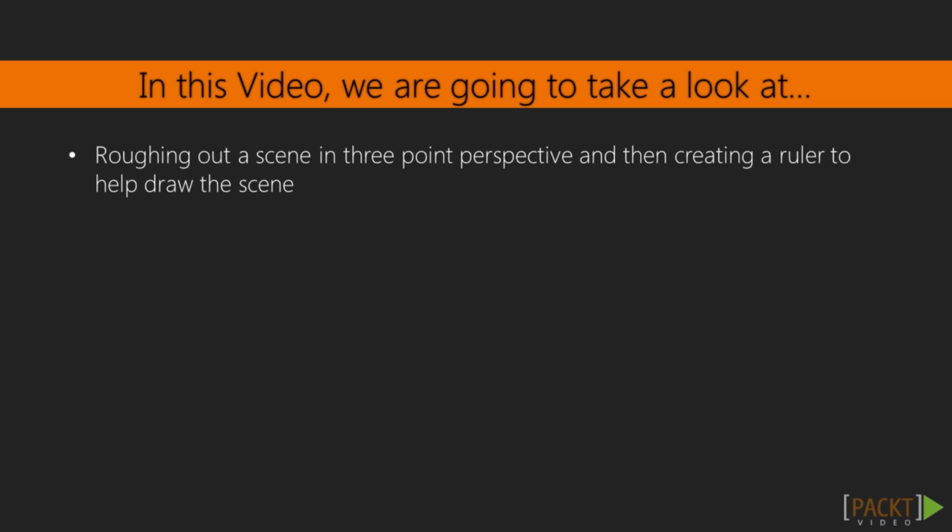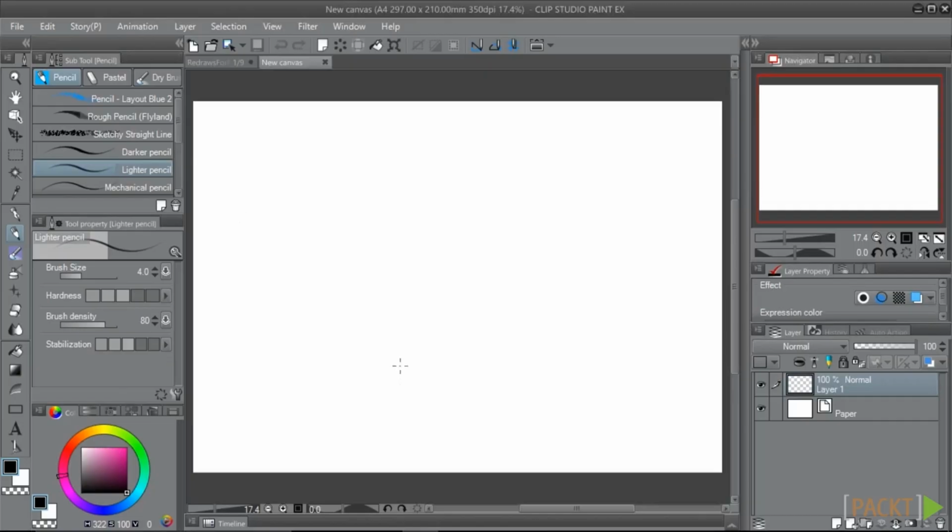Let's get started. So once more, we're going to rough out our scene. This is to give us an idea of where we'll need to put our vanishing points when we make our ruler. For this lesson, I'm going to sketch a floating box so that we're looking up at the underside of it, like this.